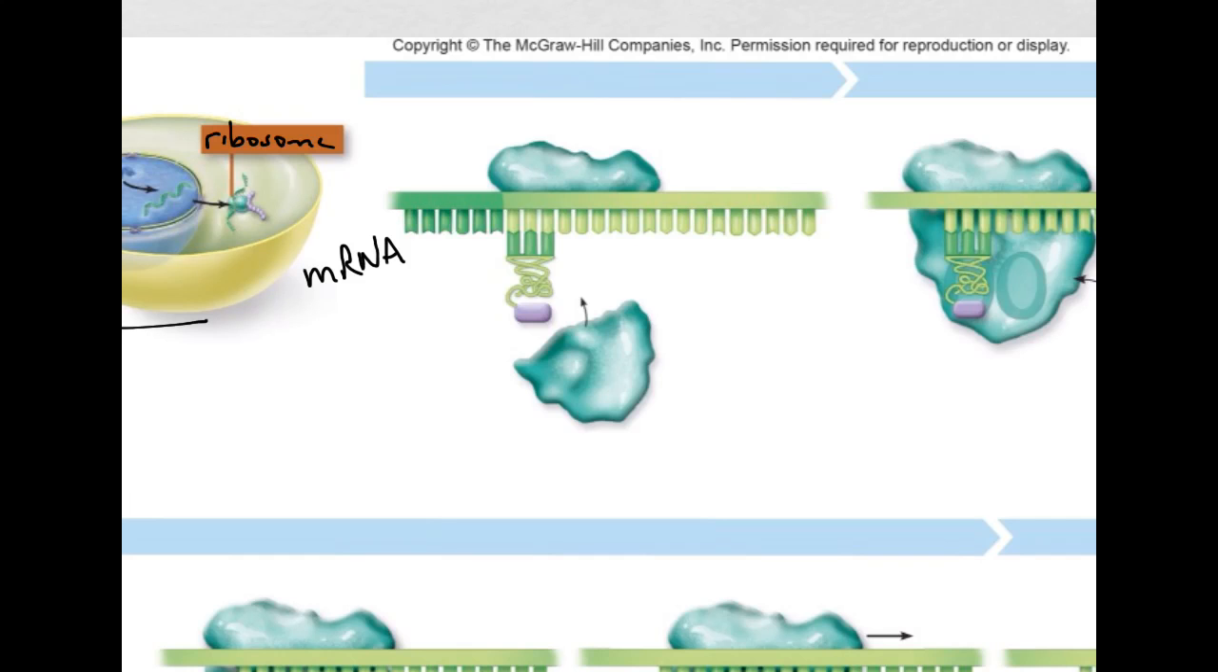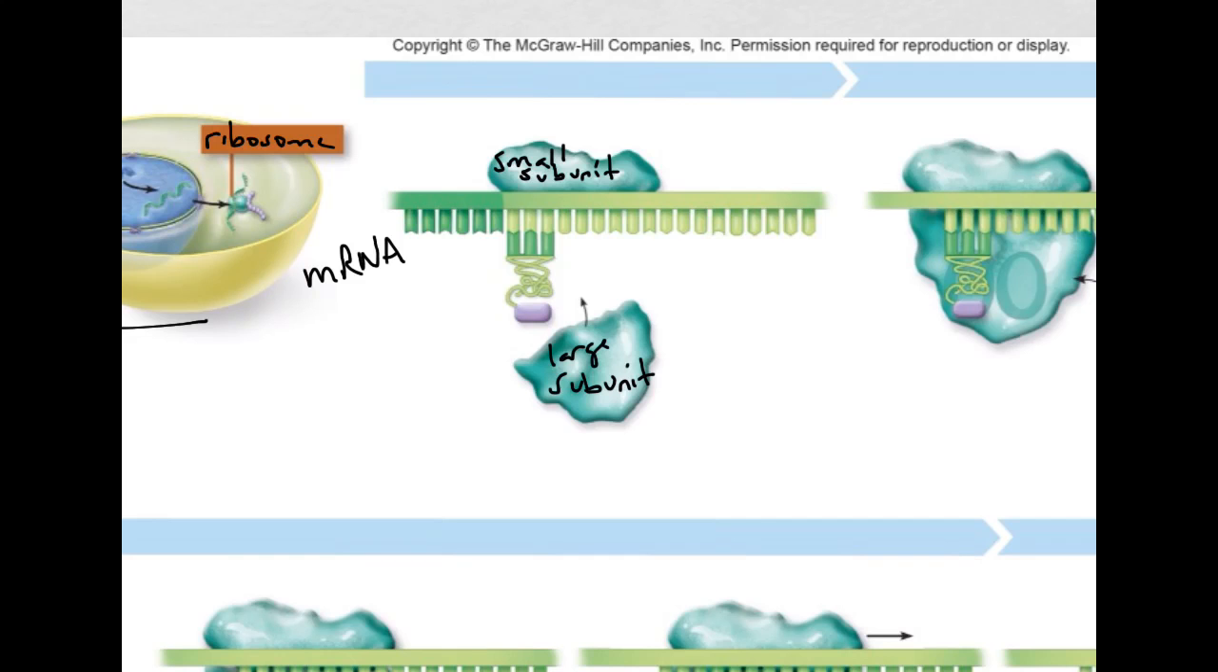A ribosome is made up of two parts. There's a small subunit and a large subunit. Initially they're near each other, but they're not necessarily attached to the mRNA.